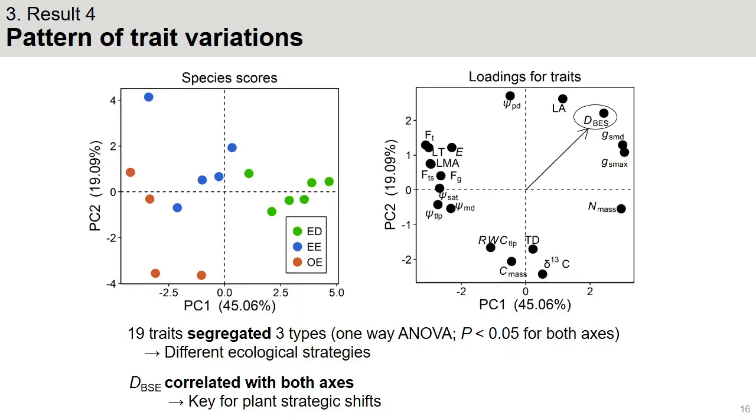Finally, we summarize the trait variations by principal component analysis. The 19 traits studied here segregated three types successfully. So this may suggest that the three groups have different ecological strategies. Besides, the bundle sheath extension density is the only trait which shows a correlation with both axes. So it may be a key trait for plant structures.